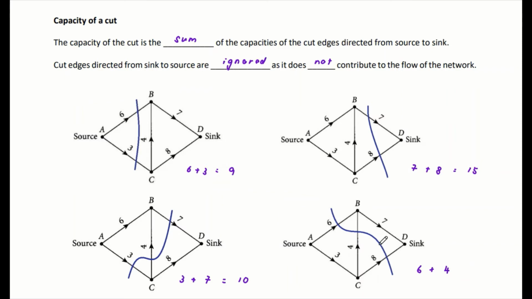Alright, then the same thing, the other one is here. It's the edge C to D. C is in the source region, D is in the sink region. So that's why it's valid. So 8. So that's why 18.